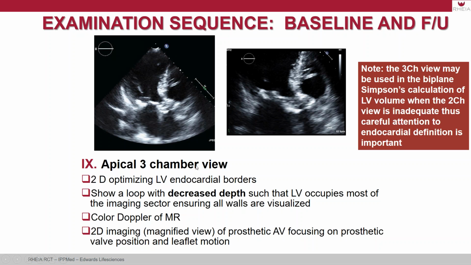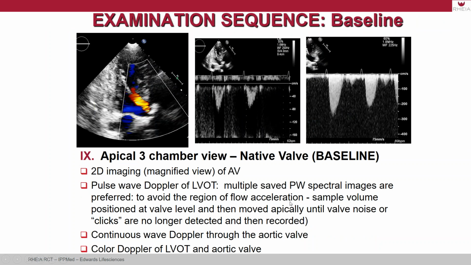Apical 3-chamber view, we need a 2D view. We need a color Doppler on the mitral valve, color Doppler on the aortic valve, and of course, we're going to do the pulse wave Doppler in the LVOT. So we repeat the pulse wave Doppler in the LVOT in the 3-chamber view, as well as the continuous wave Doppler. This is extremely important.